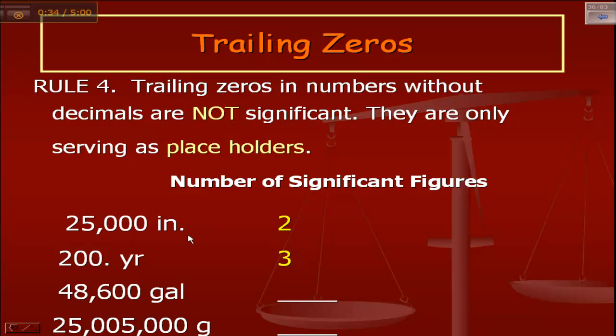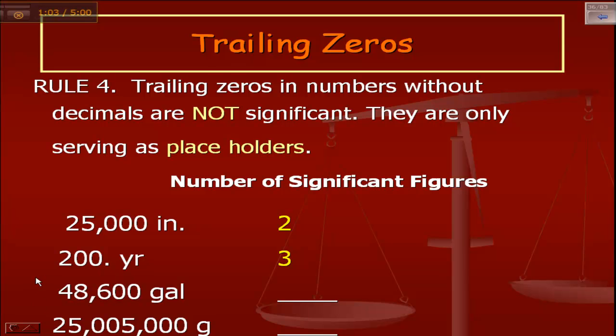This could have been 24,982. You know, we don't know exactly what that was, so we only have 2 significant figures here. Now in this example, it's 200 and the decimal years. That decimal indicates that this is exactly 200 years. So when you have a decimal point there, that tells you that these are basically sandwich zeros. So those zeros are significant.